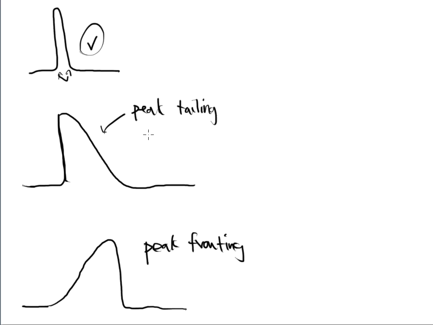But if I get peak tailing, this is kind of not acceptable. I don't want to see this. I need to go in and make some changes in my system to clean this up a little bit. And peak fronting, I don't really want to see that either. I want to go in, change some parameters, change some settings to make sure that I can get more of a Gaussian shaped peak from these things.